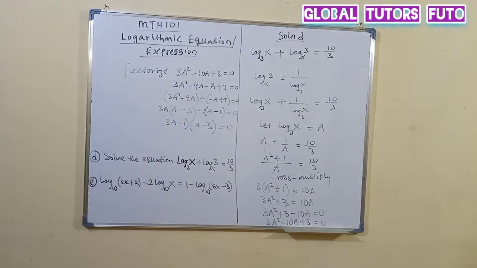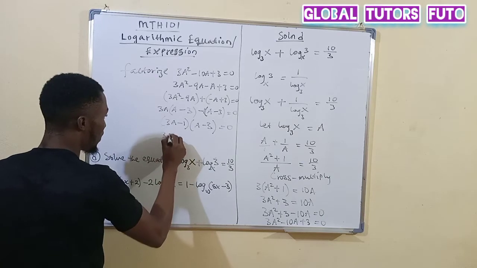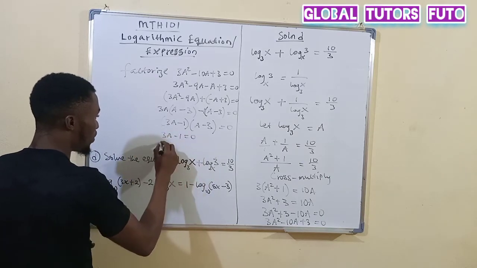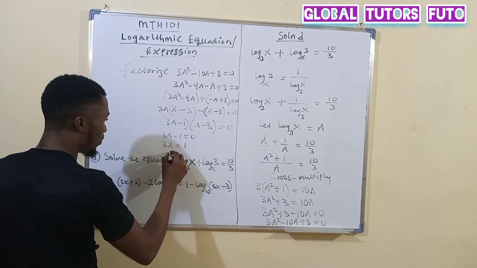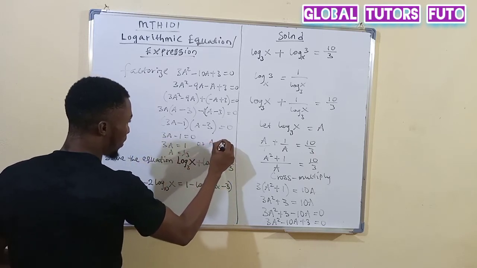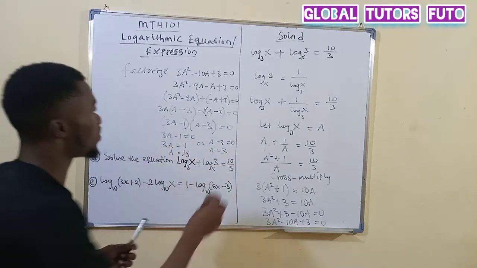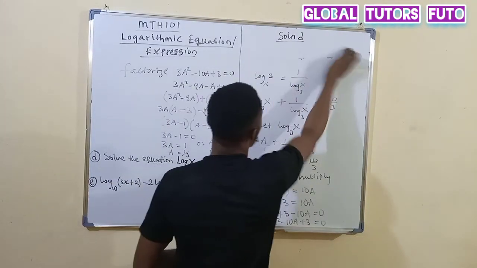So at this point, making a the subject of the formula, we have that 3a minus 1 is equal to 0. Therefore, 3a is equal to 1. So a will be equal to 1 over 3. Or a minus 3 is equal to 0, so a is equal to what? 3. So let me make some space here.